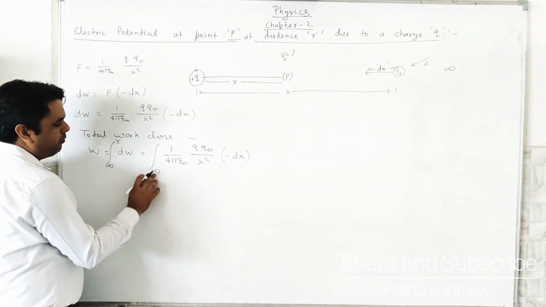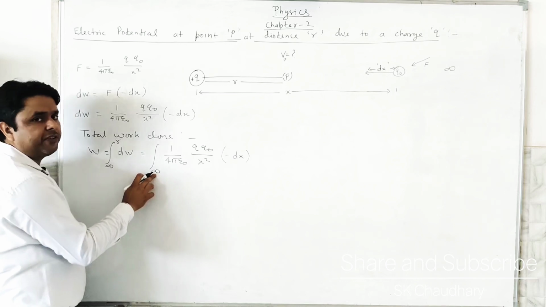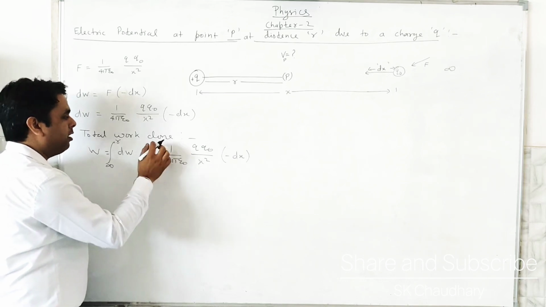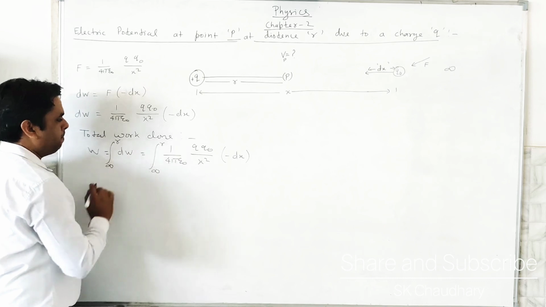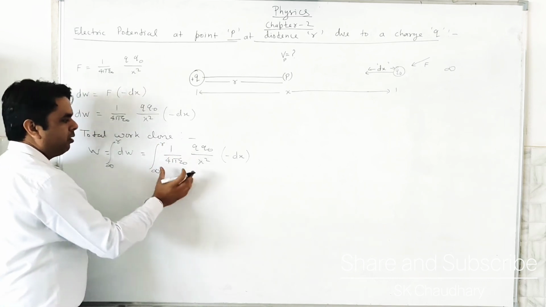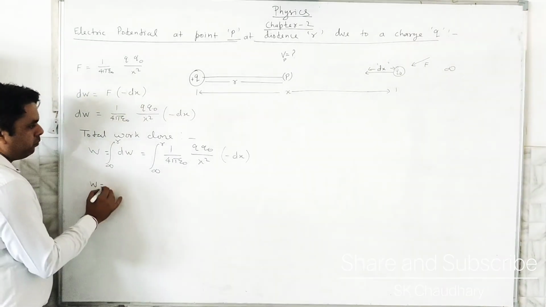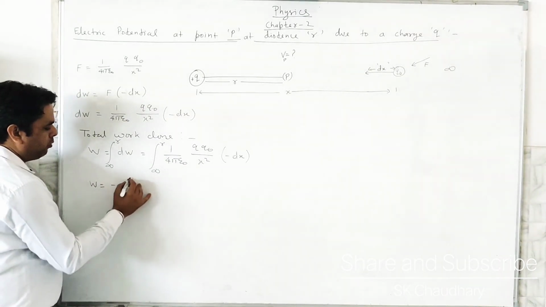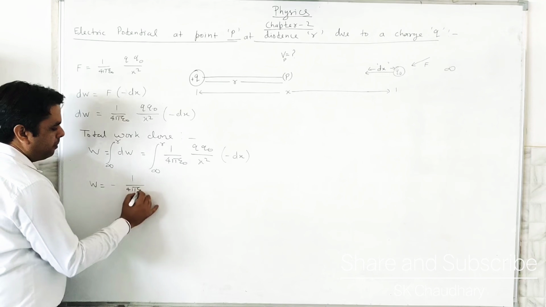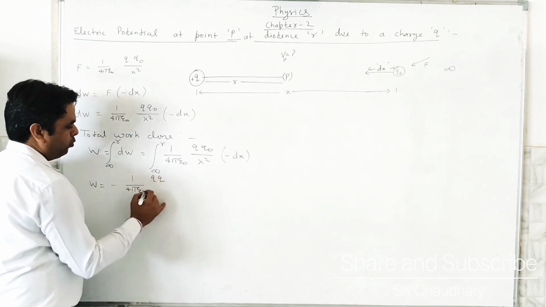So we are coming from infinity, which is our initial limit, and the final limit, or you can say the final position, is r. In these boundaries we will calculate the total work done. So W, now the constant term 1 upon 4 pi epsilon naught q1 q2 will come out.